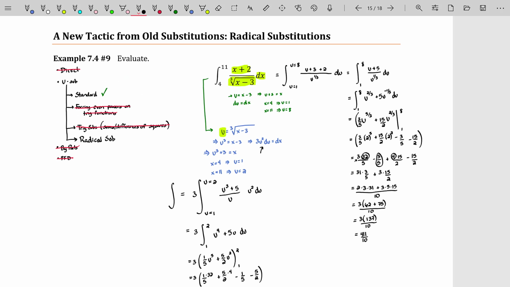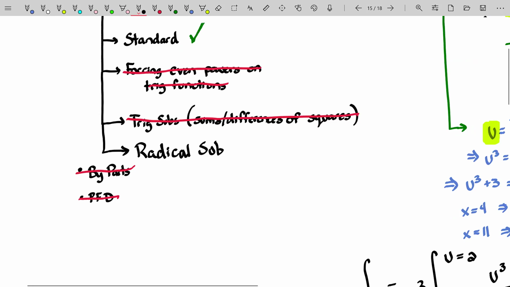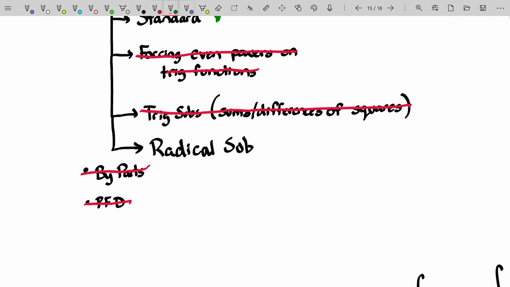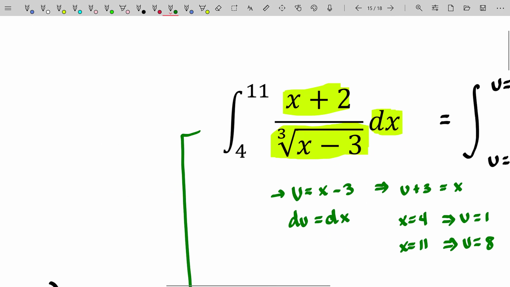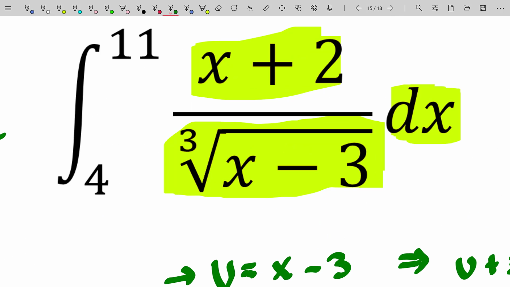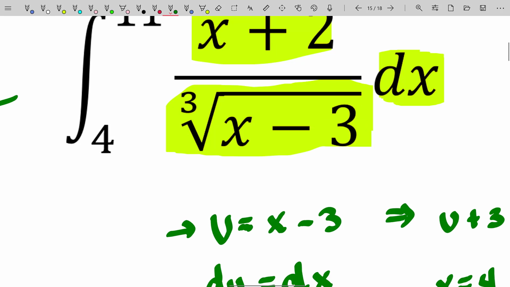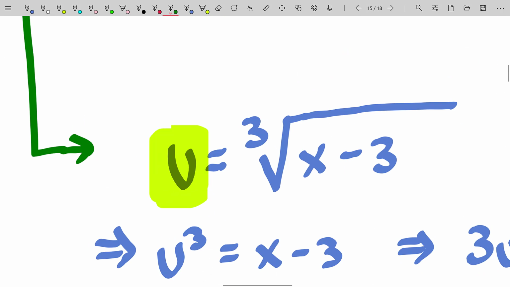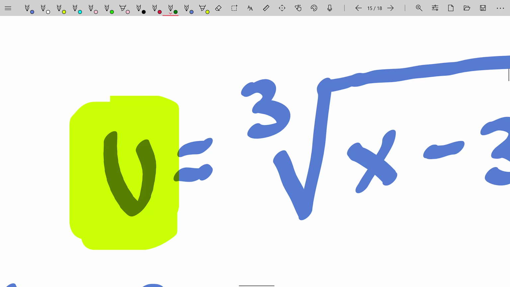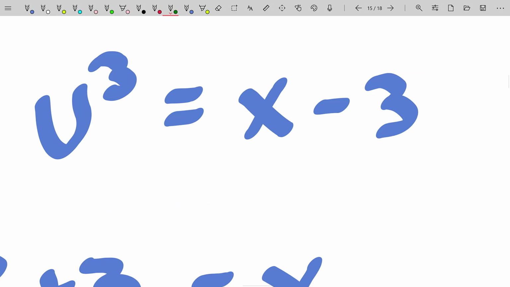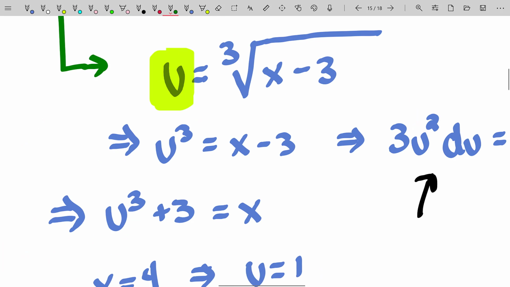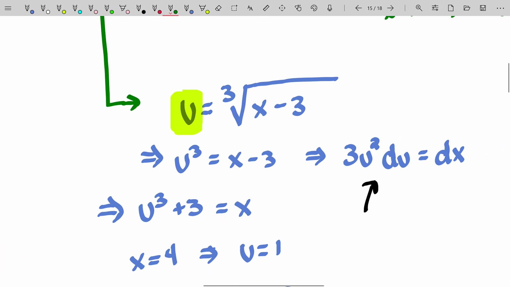So this is an introduction to what we call a radical substitution. It is always an option if you have an integrand involving a square root, a cube root, a fourth root, or something like that. You could let u be that entire radical and then just raise both sides to whatever index the radical is. So if it was a cube root, we raise both sides to the third power, and that cleans that up so we don't have to take derivatives of radicals. Instead, we have just nice polynomial terms.